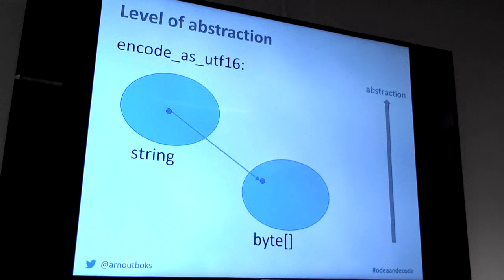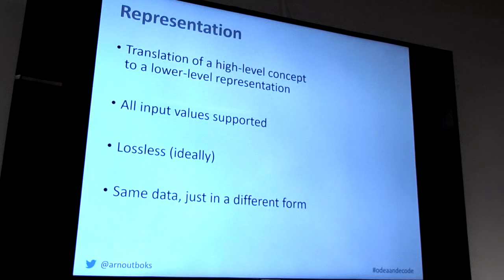And this is typical for something that we could call a representation. A representation is a function that translates a higher level concept to a lower level representation. Typical for such a function is that all the input values in the domain are supported, so we don't have this construct where we want to cut out one value, throw an exception or something. Well, we could represent any money as a string. Ideally, this function is lossless. We will see why a non-lossless representation is a bad idea later. And essentially, this function just returns the same data, but in a different form.